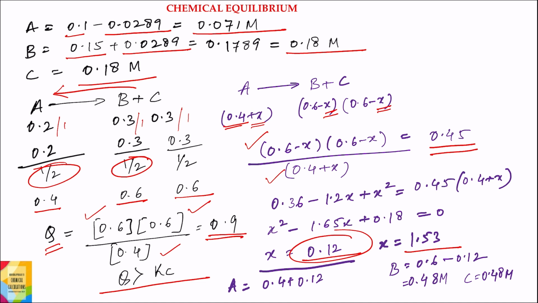So equilibrium concentration of A will be 0.4 plus 0.12, which is equal to 0.52 M. Equilibrium concentration of B will be 0.6 minus 0.12, which is equal to 0.48 M. And equilibrium concentration of C will be, again it is same as B, so it is 0.48 M.